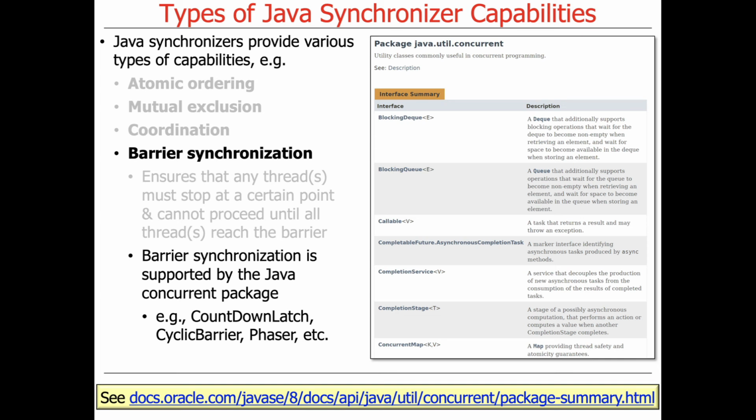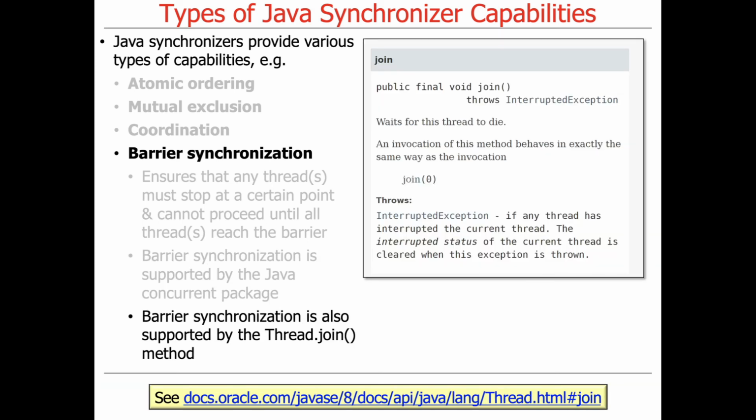But as you get more advanced, if you want to optimize things, atomic ordering becomes important. If you want to work with pools or groups of threads that are trying to coordinate on something at a higher level, then barrier synchronization is important to understand. Barrier synchronization is also supported in a very modest way by Java's thread join method, which you're going to be playing around with for assignment 1A.